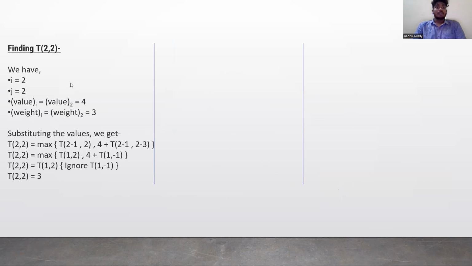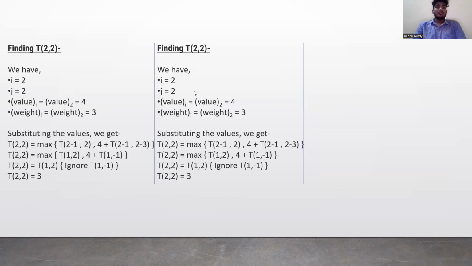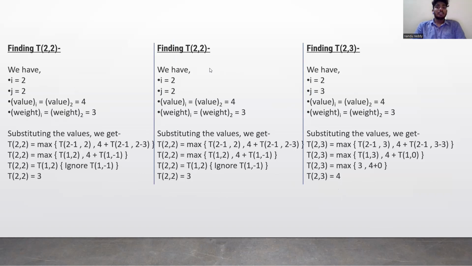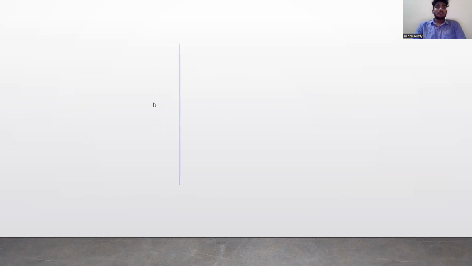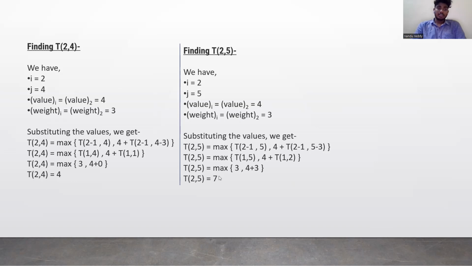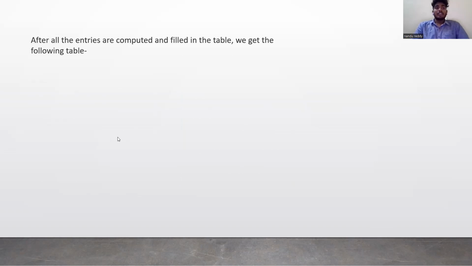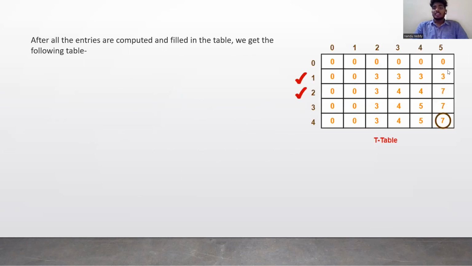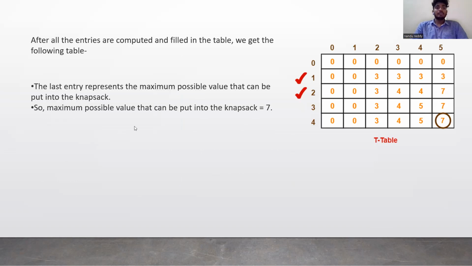For 2, 2, we get 3. 2, 3. For 2, 4, we get 4. For 2, 5, we get 7. Similarly, compute all the entries. After all the entries are computed and filled in the table, we get the following table. This table we will get at last.